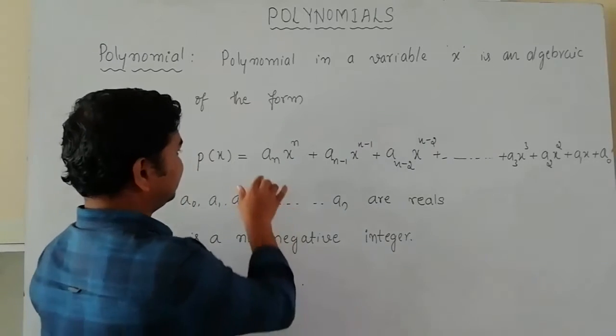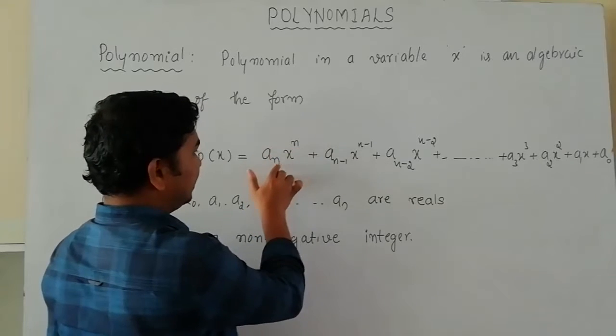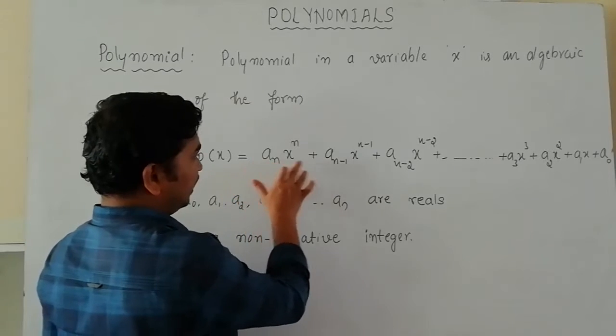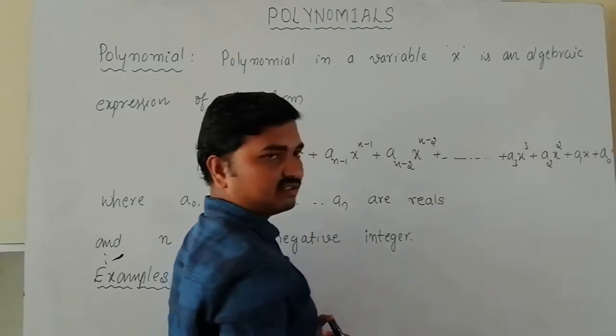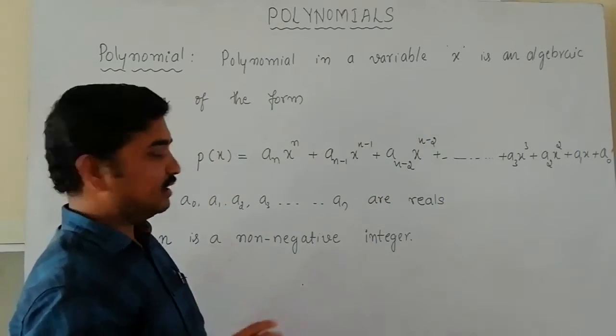Now look at the suffix given to this a, an. The exponent and suffix are actually one and the same. This is the suffix of an minus 1, and the exponent is also the same. For an minus 2, the exponent is also the same, and so on.